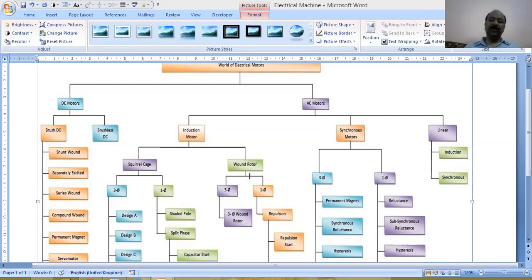Second category is the wound rotor. Wound rotor, again there is a three phase or single phase. There is a three phase wound rotor. Wound rotor means, as in case of our squirrel cage, there is a cage structure there. All the windings are short circuited with each other. There is one end ring, another end ring, and they are connected like that. But in case of the wound rotor, the structure of the rotor will be just like a cylinder, and the windings are interconnected with each other.